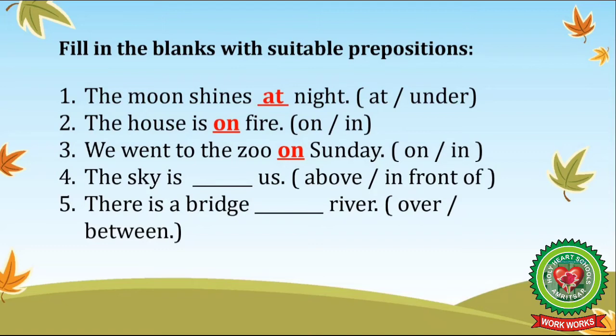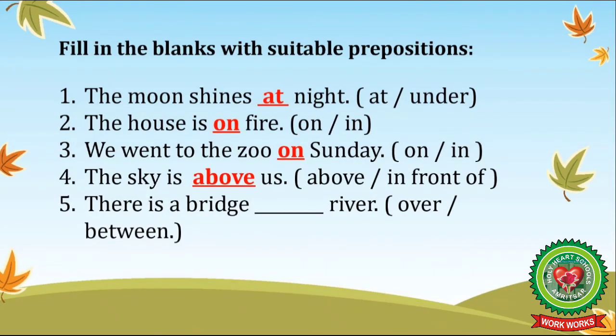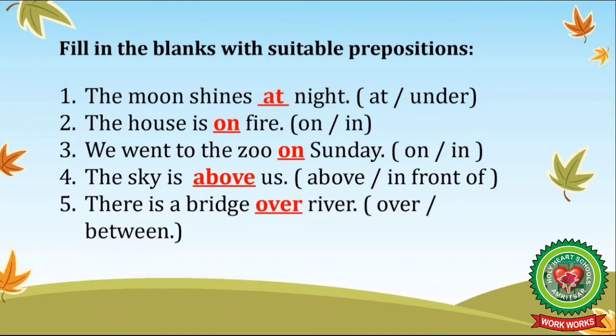Number 4. The sky is dash us. And the options are above, in front of. Now let's check the answer. Above. The sky is above us. Number 5. There is a bridge dash river. And the options are over, between. Now let's check the answer. Over. There is a bridge over the river.